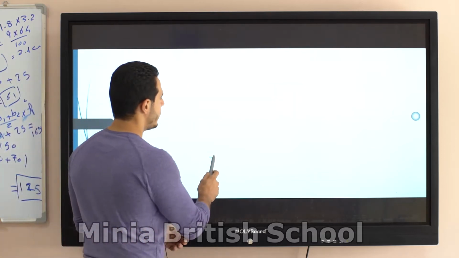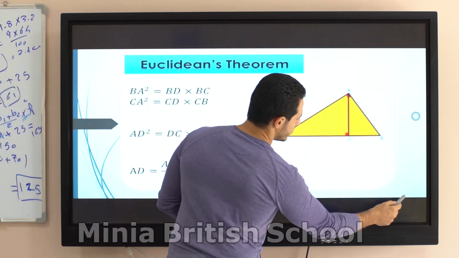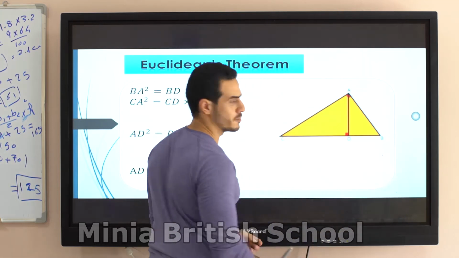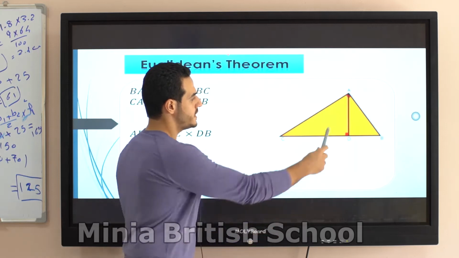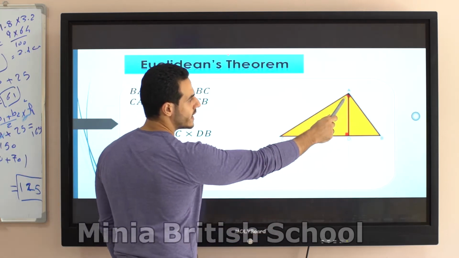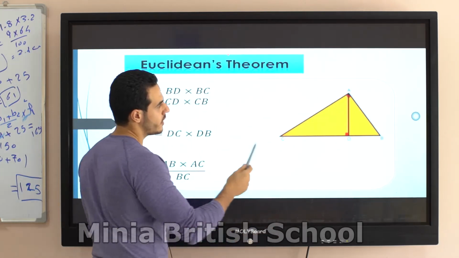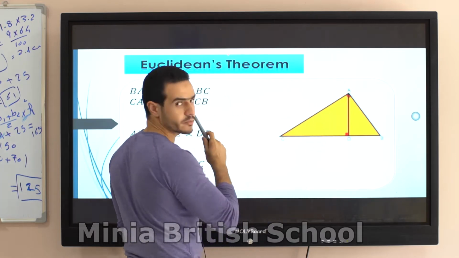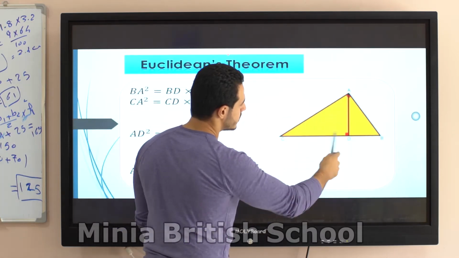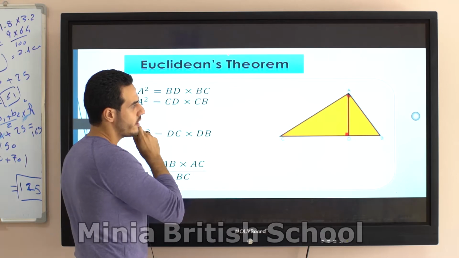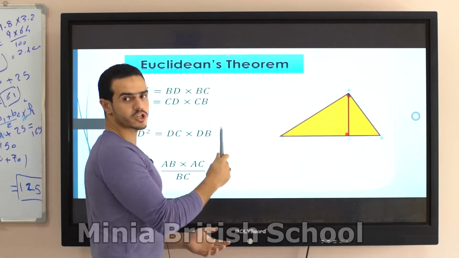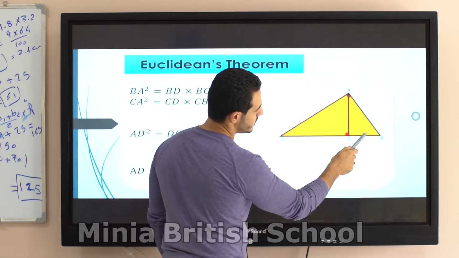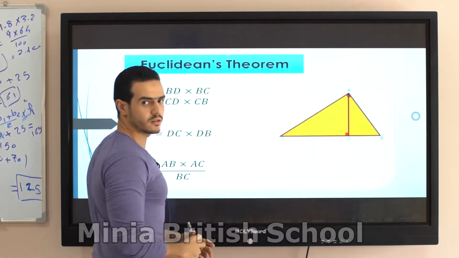Okay, at first let's remember the projection. If I have this triangle ABC, right-angled at B, and AD is perpendicular from the right vertex to the hypotenuse, what is the projection of AB? The projection of AB is BD.